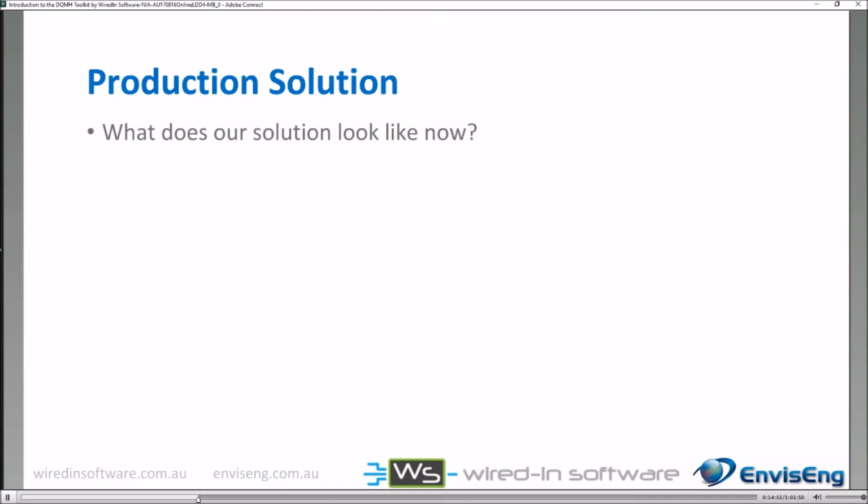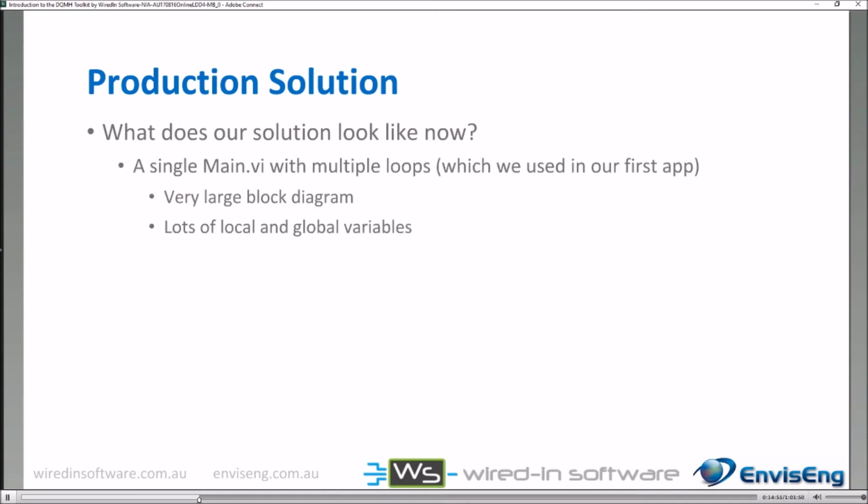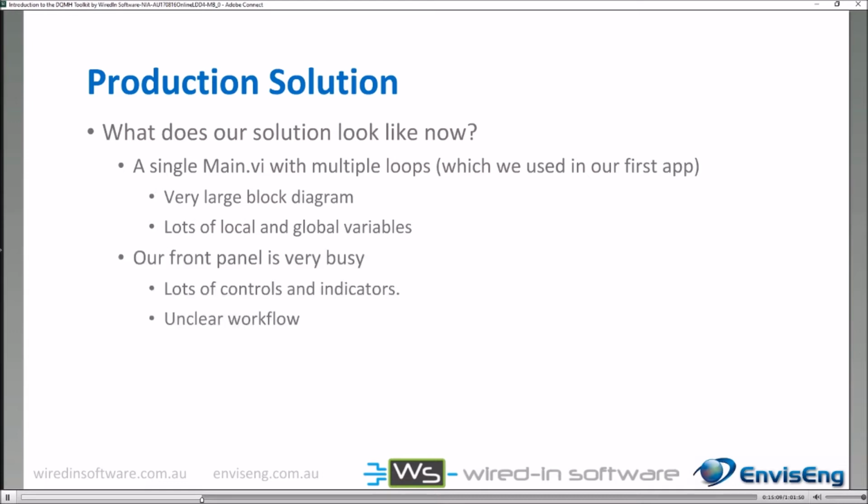So what's our solution? Our solution is starting to look a little bit more involved. It's getting fairly detailed now. We've got a single main.vi. It's got a lot of loops, which we used in our original app. The block diagram's growing. We got local and global variables. We got lots of wires. The front panel, it's getting busy too. Lots of controls and indicators.